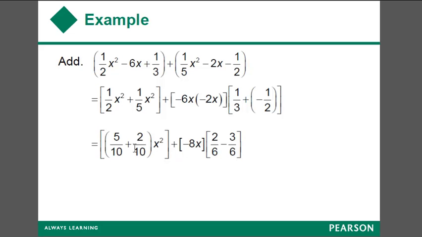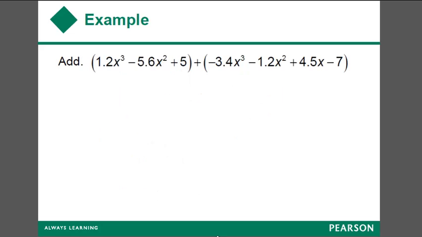Now I can add or subtract my fractions as necessary. 5/10 plus 2/10 gives me 7/10 x squared, plus a negative 8x. 2/6 minus 3/6 gives me a negative 1/6. Notice I already have this written in descending order, or decreasing order. I have x squared, an x, and then my constant.